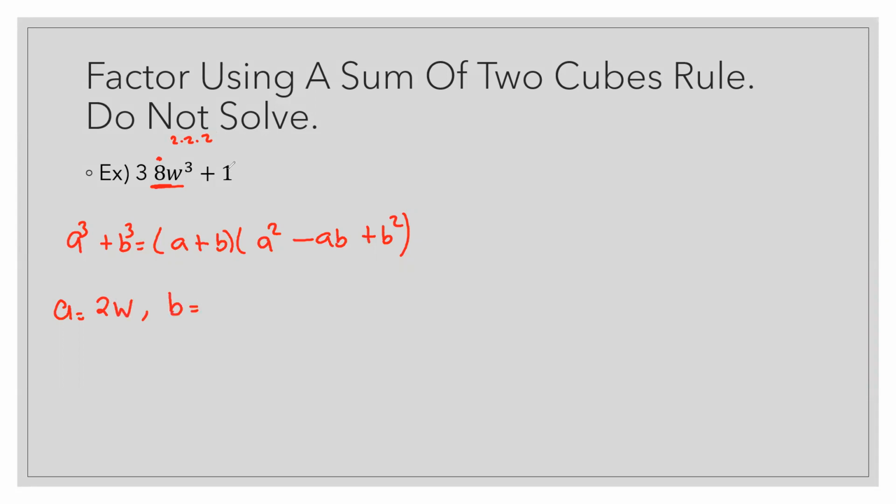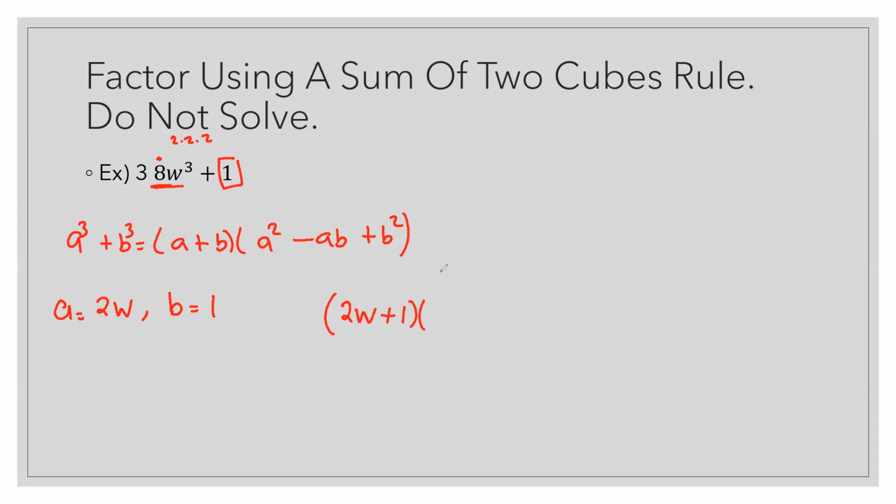And then our b is just 1. So what number when cubed gives you 1? It would be 1, right? So it's a plus b, so that's 2w plus 1.